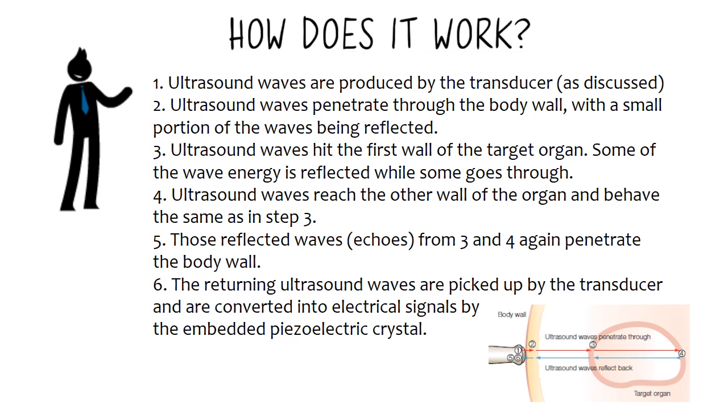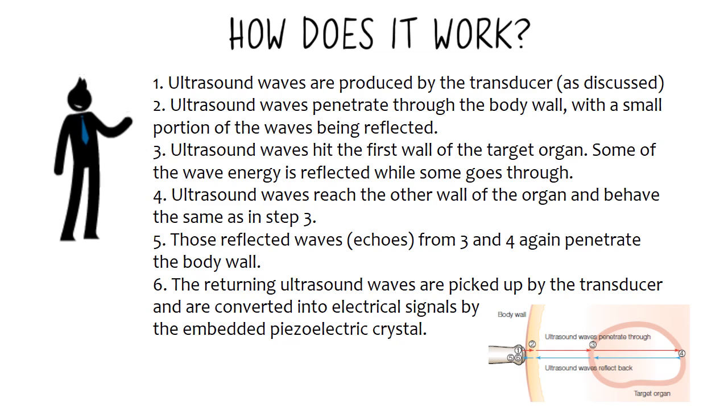How does it work? Ultrasound waves are produced by the transducer as discussed previously in the video. Ultrasound waves penetrate through the body wall with a small portion of the waves being reflected. Then the ultrasound waves hit the first wall of the target organ, and some of the wave energy is reflected while some continues to go through the body.